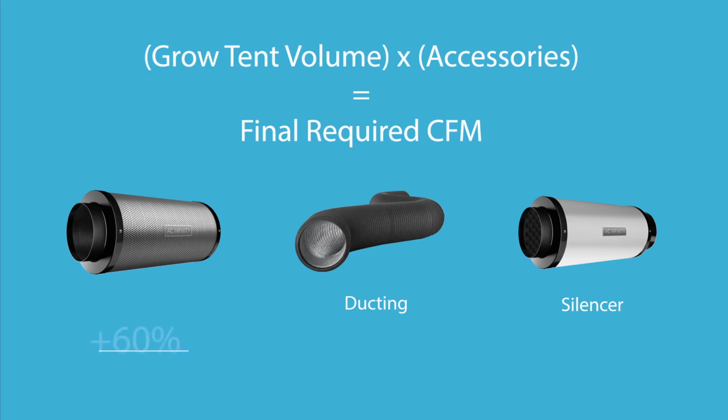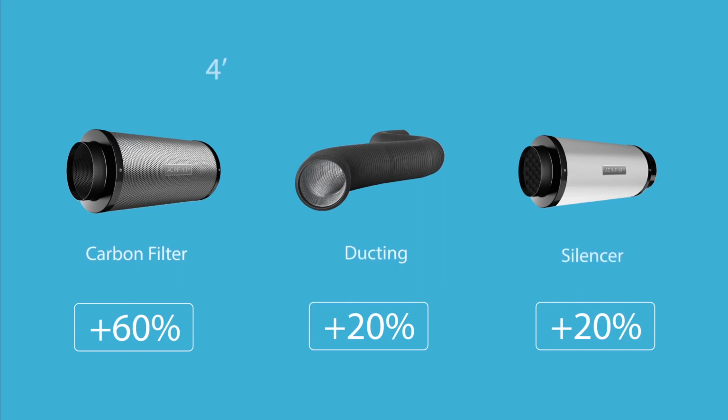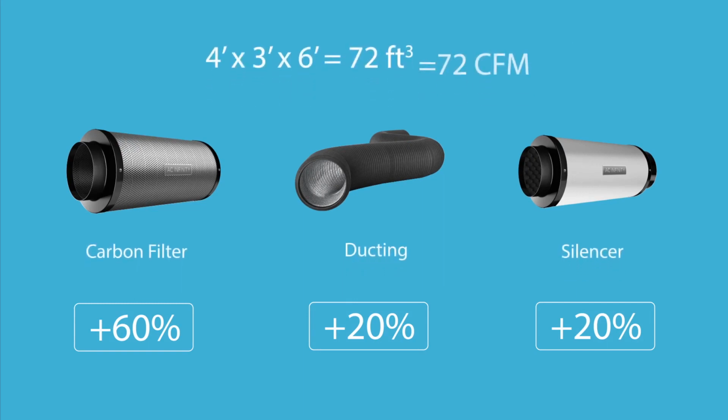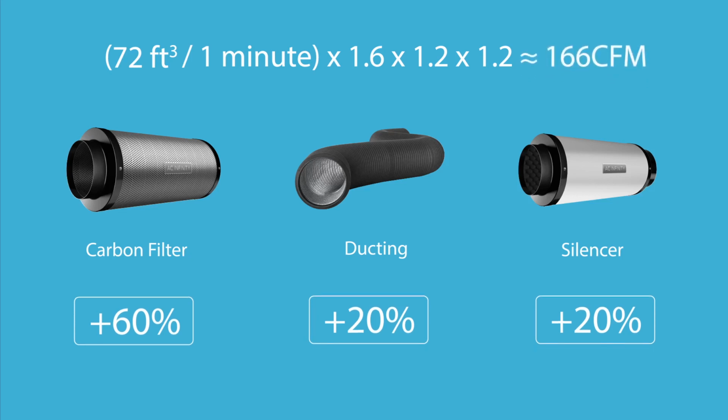Your calculations can use estimated efficiency percentages of each component, since accessories on the market vary greatly. For example, a 4x3x6 grow tent needs 72 CFM. To factor in new accessories, we would need to increase the CFM by 60% for the filter, 20% for the ducting, and 20% for the silencer, giving us a minimum requirement of 166 CFM.